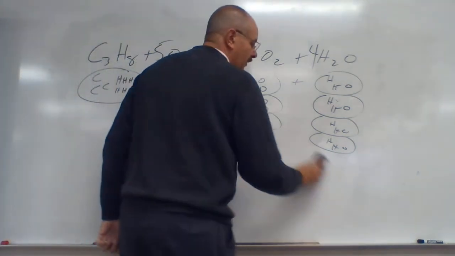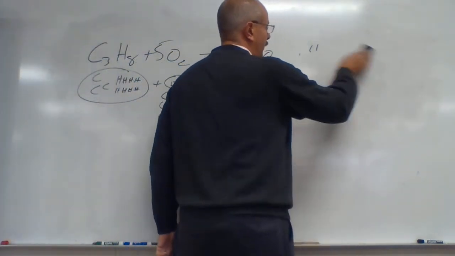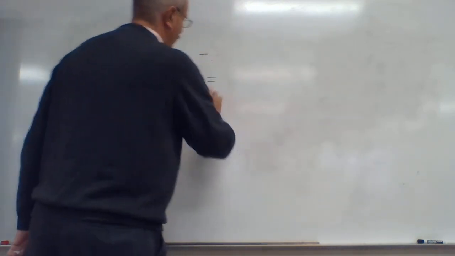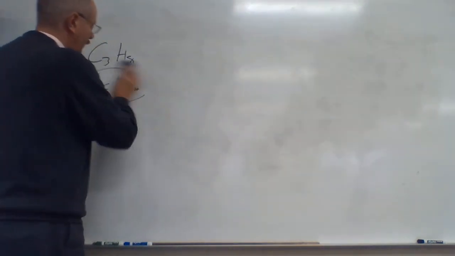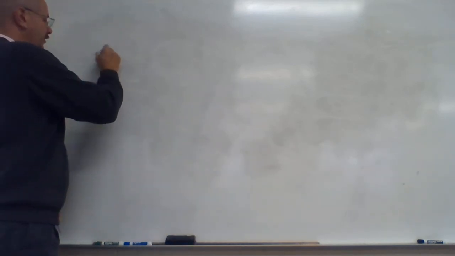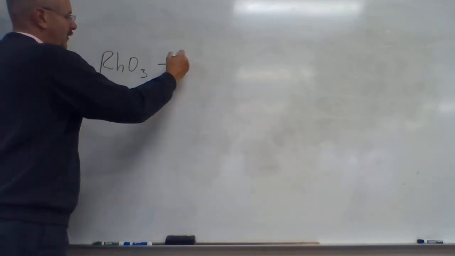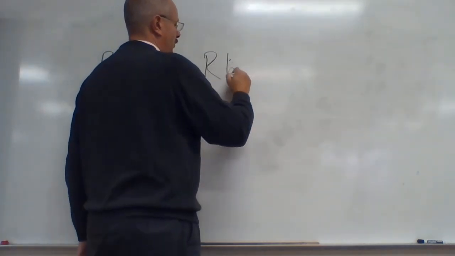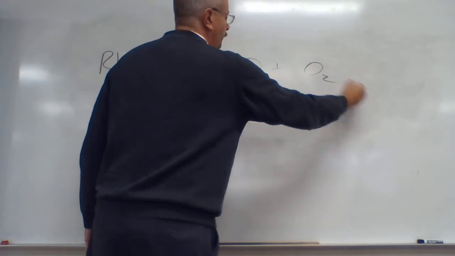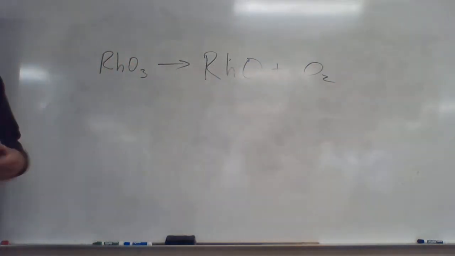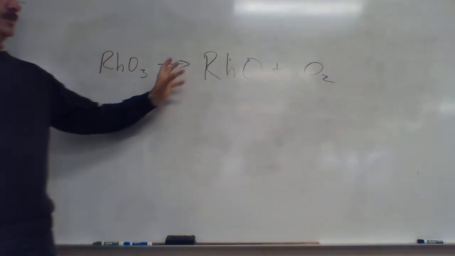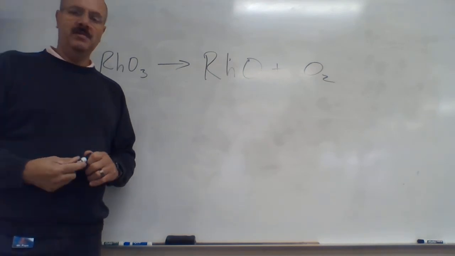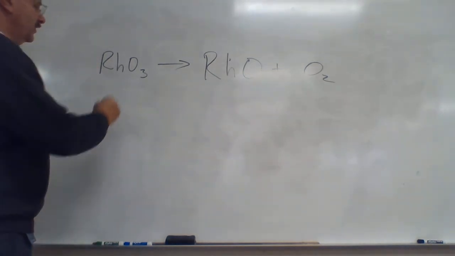All right, on to the next one. We got RHO3, and that breaks down and becomes RHO plus O2. All right, what did this one do? Well, we started with 1 compound on this side, and we ended up making 2, so this is decomposition. All right, so let's balance this guy.